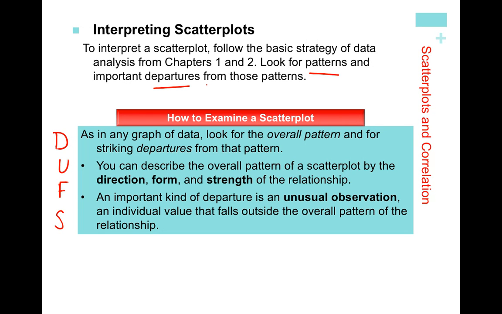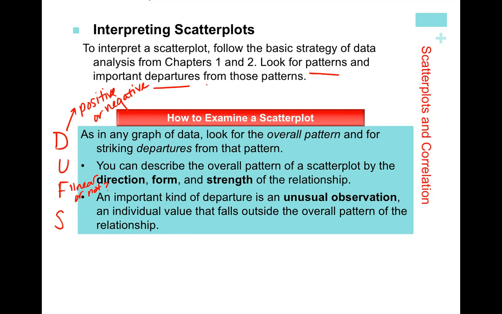So direction is really going to be, is it positive or negative? So what kind of trend do you have? As X increases, is Y also increasing? Or as X increases, is Y decreasing? Unusual observations, just things that don't fit the visual trend. There is no outlier check for scatter plots. Form is basically, is it linear or is it not linear?